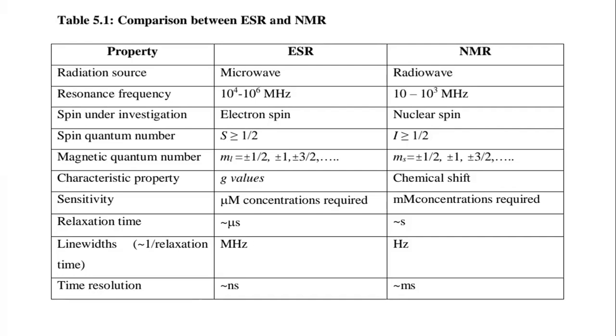Then next is the line width, which is one upon the relaxation time. In ESR it is in megahertz, and in NMR it is in hertz. Time of resolution in ESR is in nanoseconds, and in NMR it is in milliseconds. So this is the comparative chart between ESR and NMR spectroscopy.